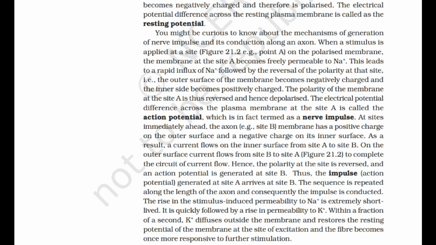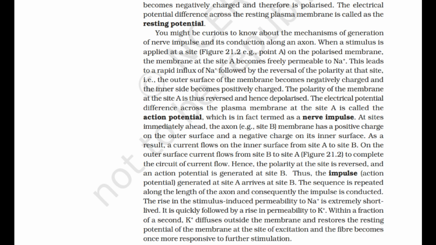At sites immediately ahead, the axon membrane has a positive charge on the outer surface and a negative charge on its inner surface. As a result, a current flows on the inner surface from site A to site B. On the outer surface, current flows from site B to site A to complete the circuit of current flow. Hence, the polarity at the site is reversed, and an action potential is generated at site B. Thus, the impulse, action potential, generated at site A arrives at site B. The sequence is repeated along the length of the axon, and consequently the impulse is conducted.